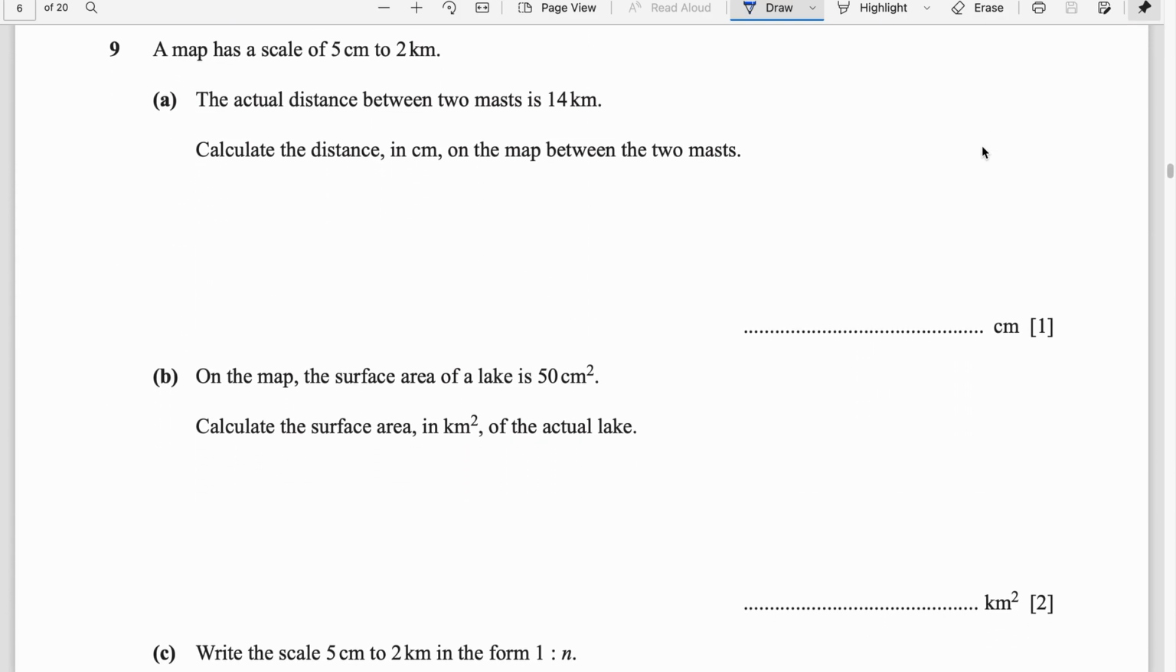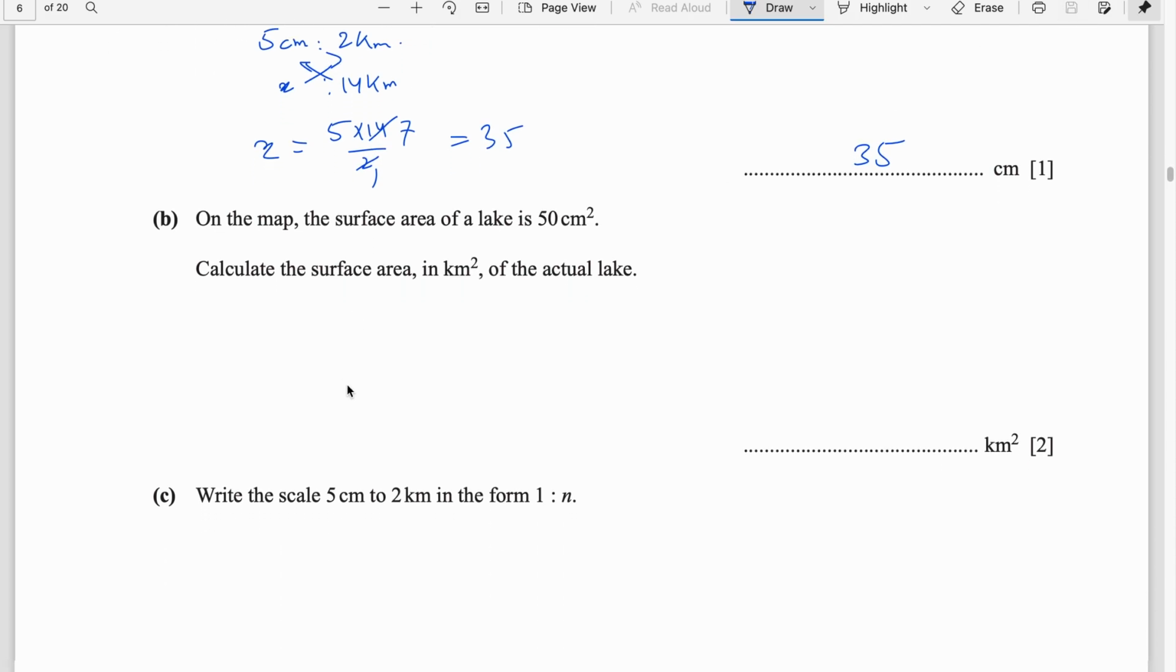Question number 9. A map has a scale of 5 cm to 2 km. The actual distance between two masts is 14 km. Calculate the distance in centimeters. So 5 cm is to 2 km. The actual distance is 14 km and you need to find the distance in centimeters. Cross multiply, 5 into 14 by 2 is x. 2 times 7 is 14, 7 times 5 is 35. So it would be 35 centimeters according to the scale.